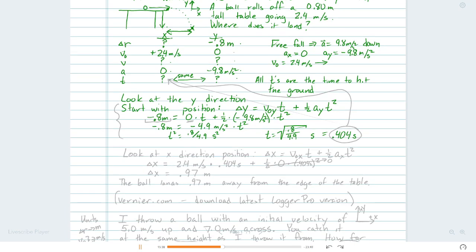So, now I know how long it takes to hit the ground. That time is now going to get carried over to here, because the time when it hits the ground is the time when it hits the ground. So now I'm going to look at the x direction.